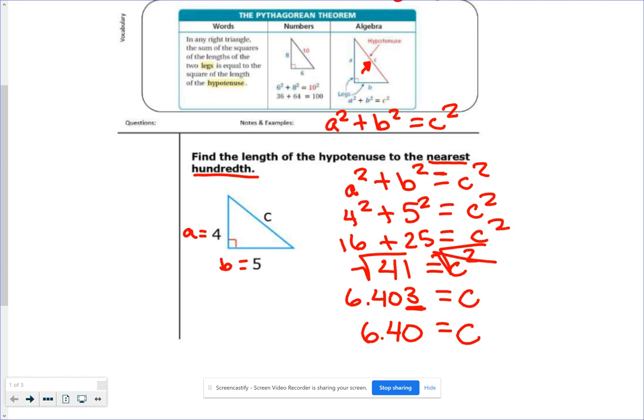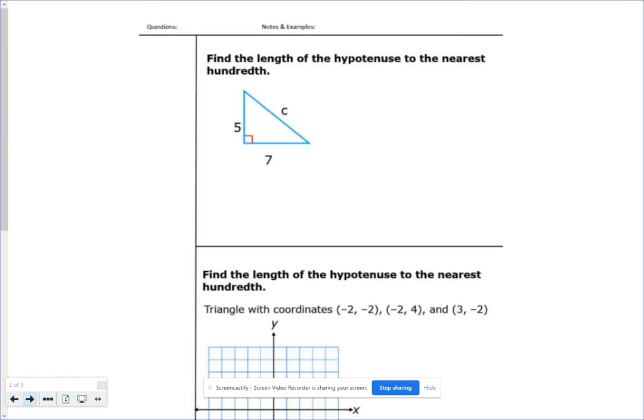So my length over here is 6.40. And this number, by the way, it should be longer than the other 2 sides. Because remember, we said the hypotenuse is the longest side. And it is. So C equals 6.40. Let's go to the next problem and give it a try.